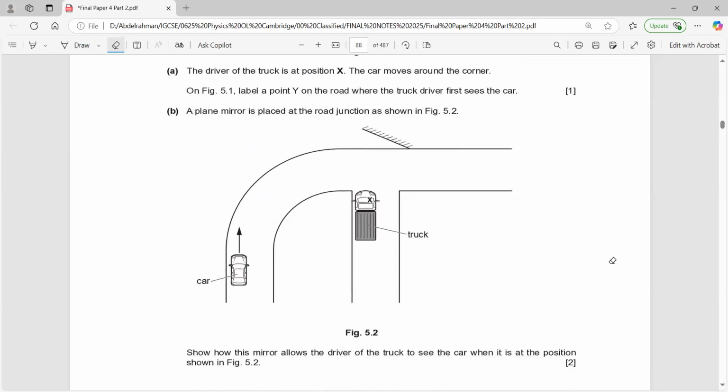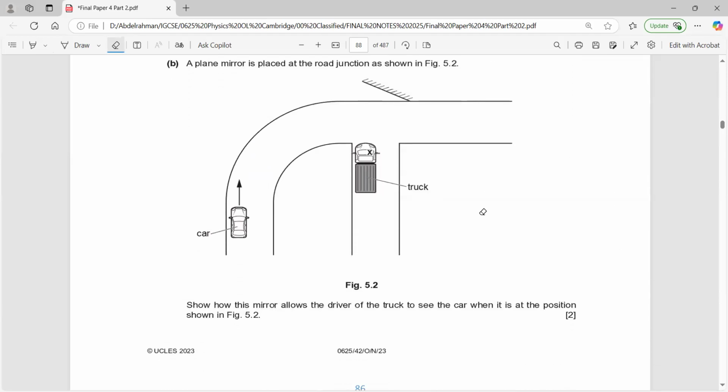To avoid accidents, what did they do? They put a mirror. How does this mirror allow the driver of the truck to see the car when it is at the position shown? The mirror would allow for more light to reflect at wider angles. So we can draw a ray, a wave moving from the car that could be reflected towards the truck driver. How can we draw it? Well, it could be with some angle.